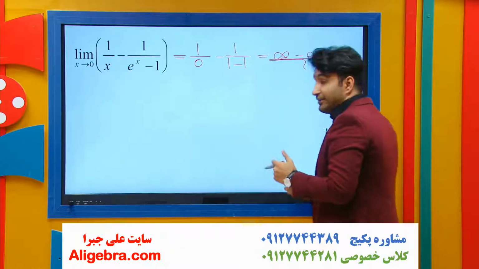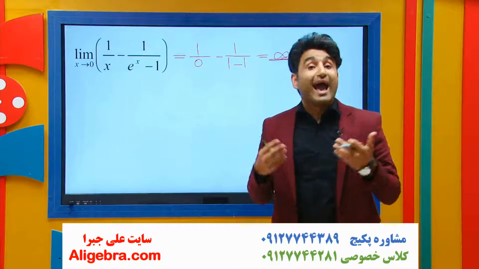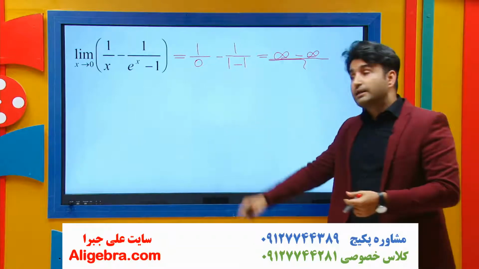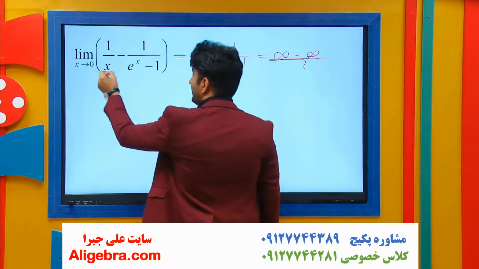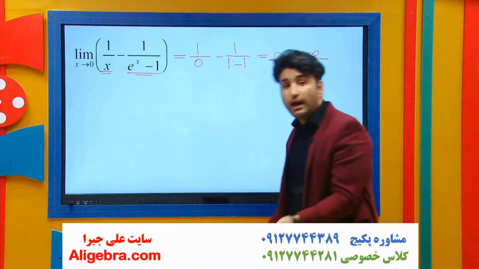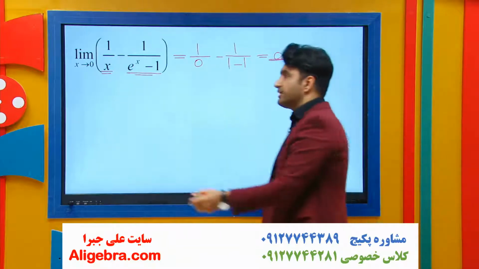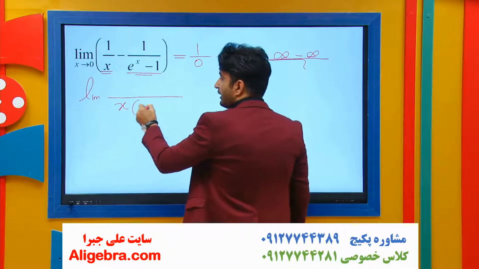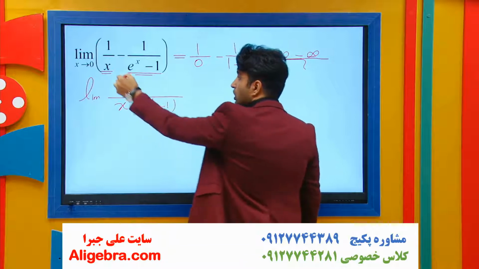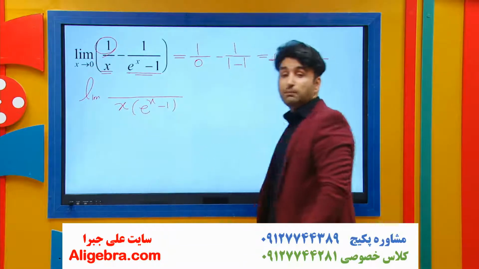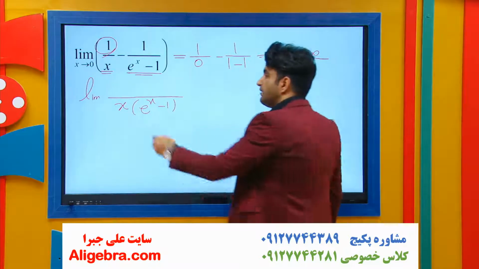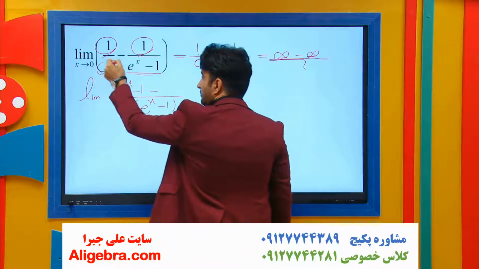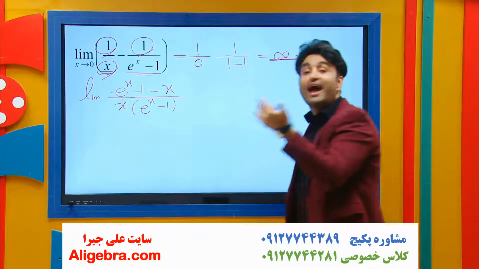To solve an infinity minus infinity, which is indeterminate, I need to get the common denominator. The common denominator between x and e to the x minus 1 is a product of them. Am I right? Very good. So I'm going to write the limit, with the product of x and e to the x minus 1 on the bottom. So 1 on top must be multiplied by e to the x minus 1, which gives me e to the x minus 1. Minus 1 must be multiplied by x, which gives me x.